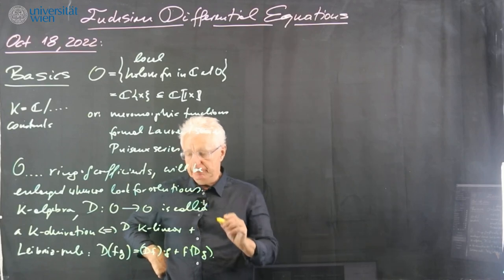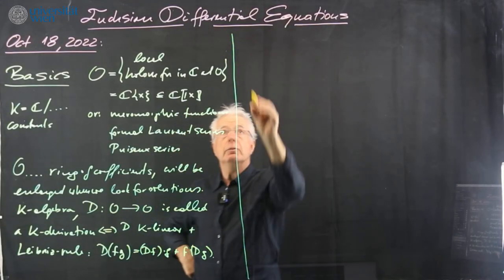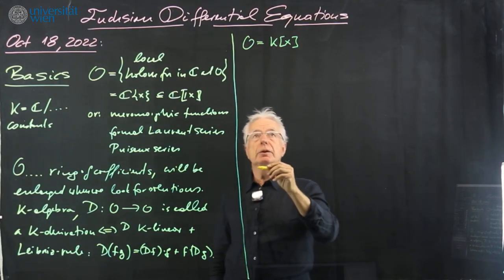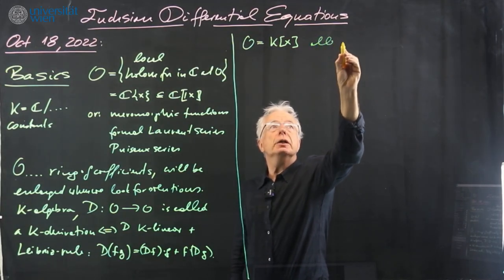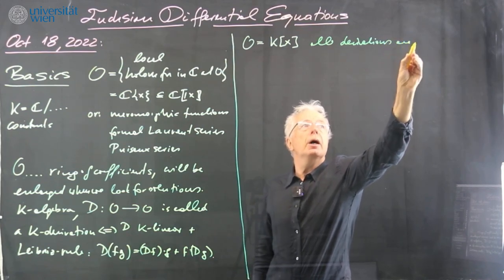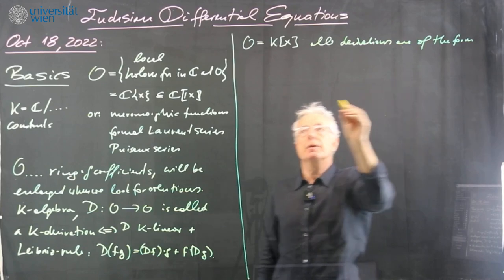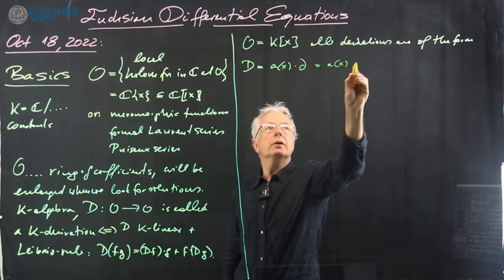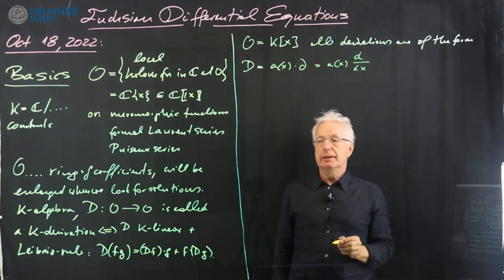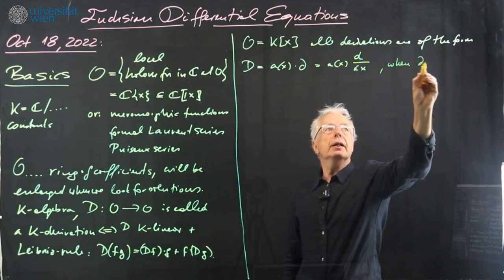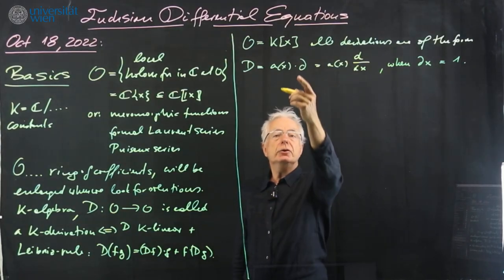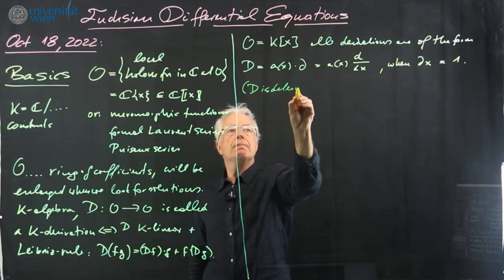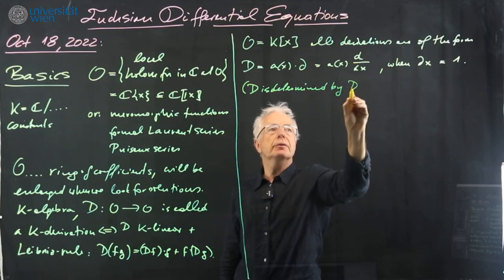Now, of course, in the special situation where O is just the polynomial ring, for the moment, all derivations are of the form D equals a(x), a polynomial, times del, which is a(x) times the derivative with respect to x. That's easy to prove, where, of course, del applied to x is 1. This is just due to the fact that the derivation D is determined by the value D of x.